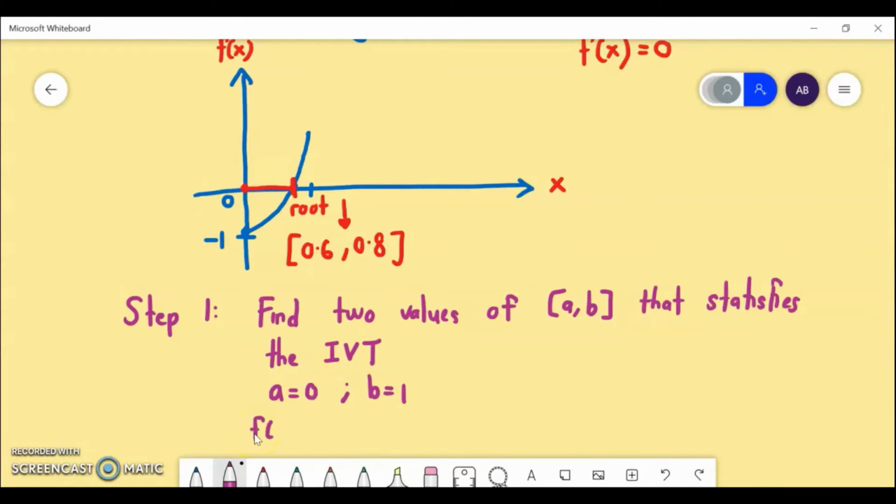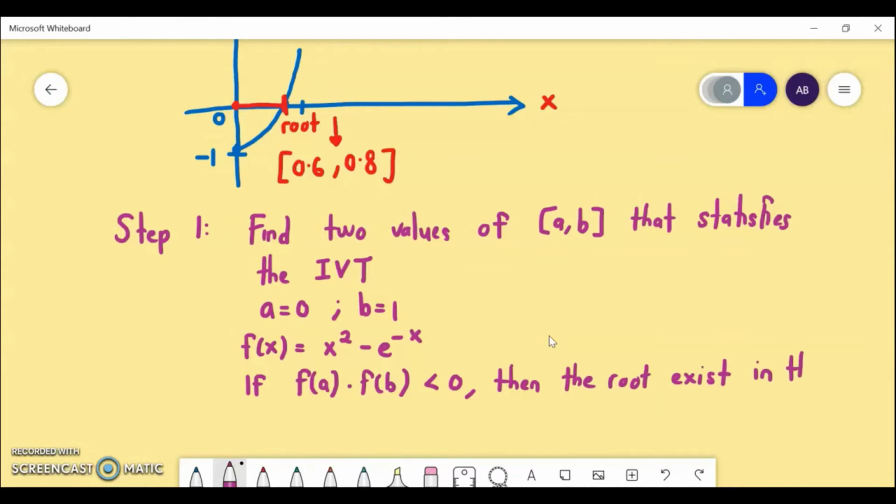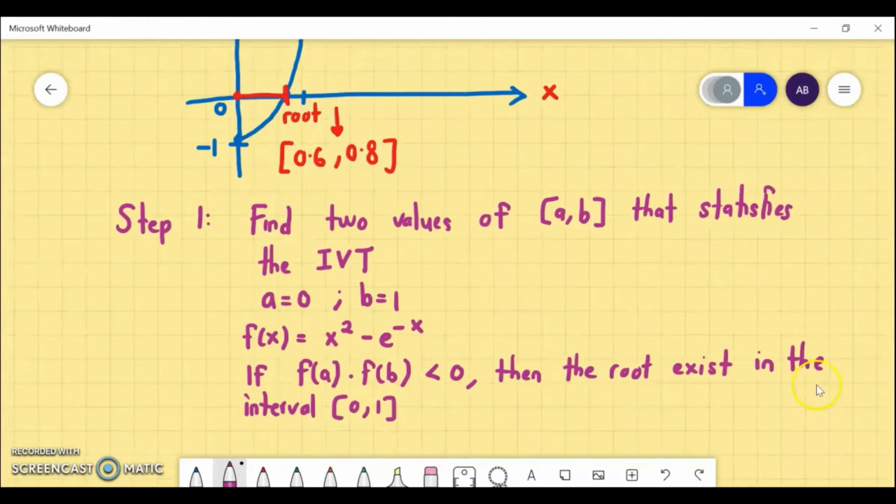So we have f(x) equals x squared minus e to the power negative x. Now the intermediate value theorem says that if f(a) multiplied by f(b) is less than 0, then there is a root. The root exists in the interval (a, b). Okay, you can do a quick check.